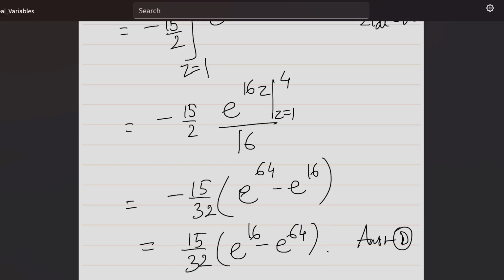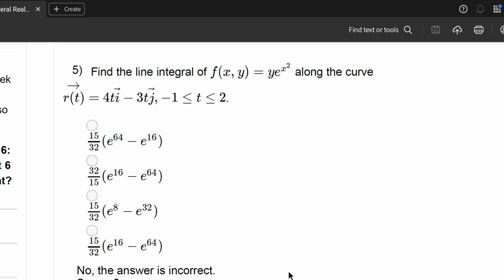Just carefully observe all the answers. Sorry, the first answer is false actually. The third, option number D, is correct.